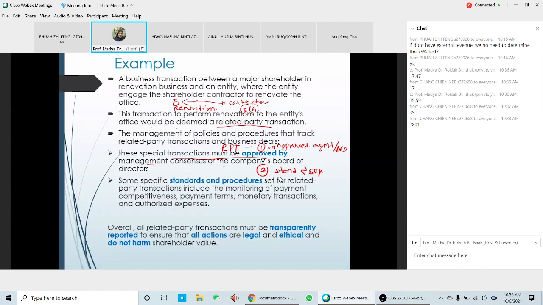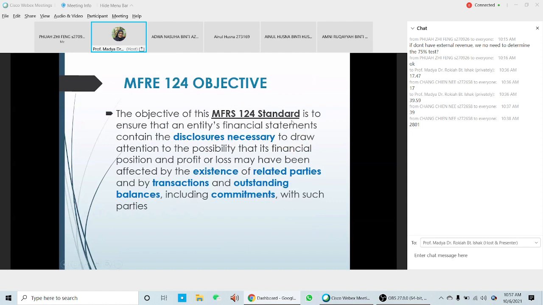So overall, all related party transactions must be transparent and need to be reported, actually disclosed, to ensure that all actions are legal and ethical and do not harm shareholders' value. So we need to have a proper disclosure for a related party transaction in order to make sure that the action is legal, ethical, and does not harm the shareholders' value. So that comes up with MFRS 124.